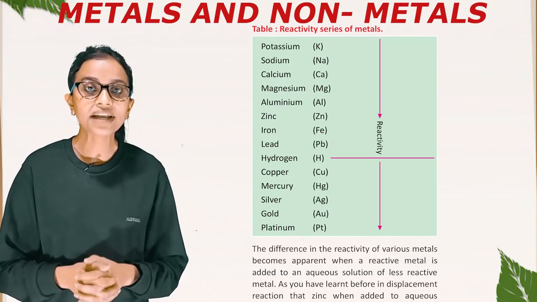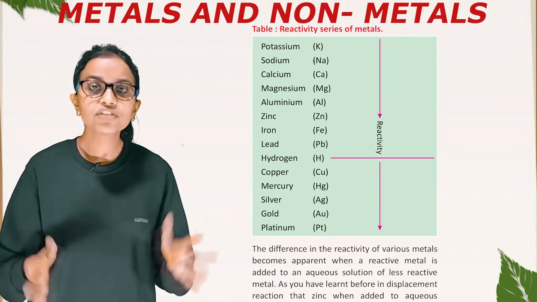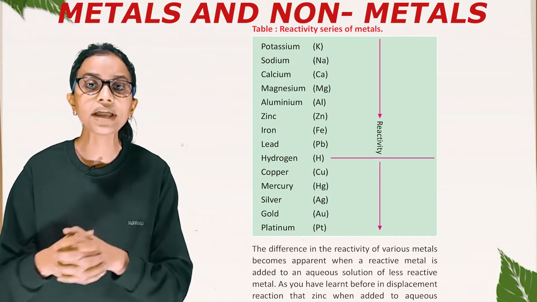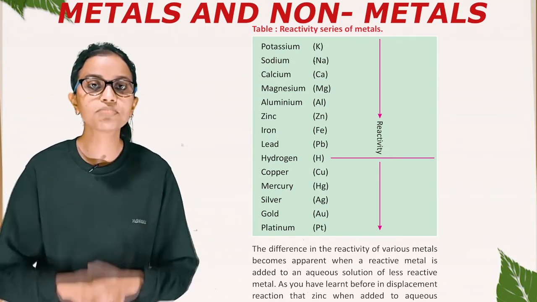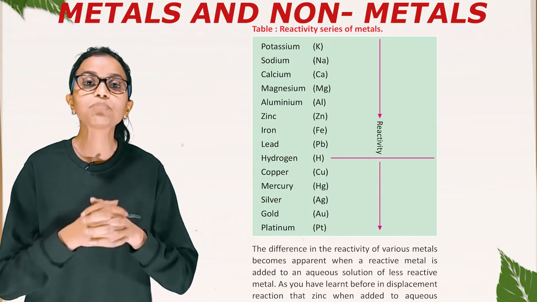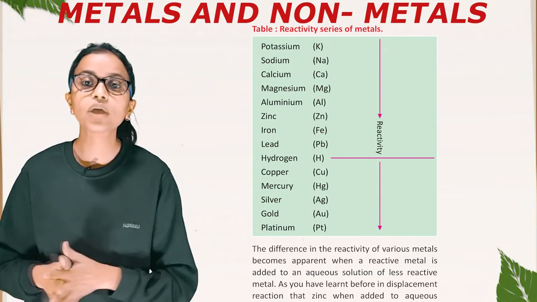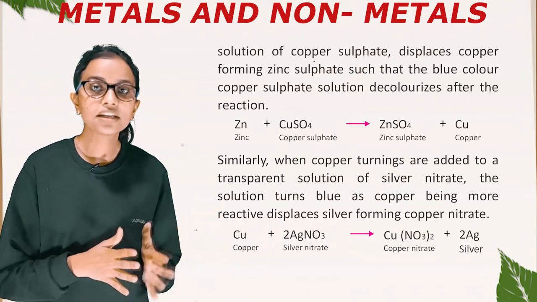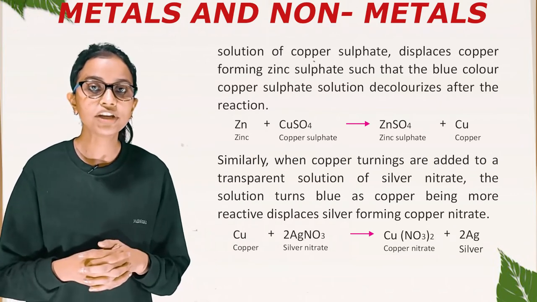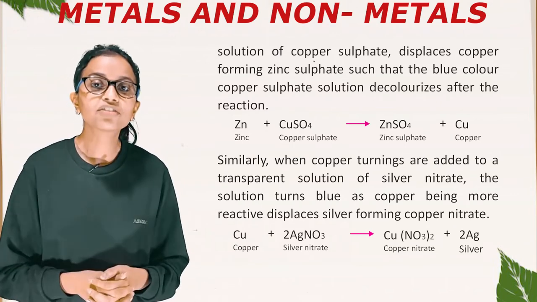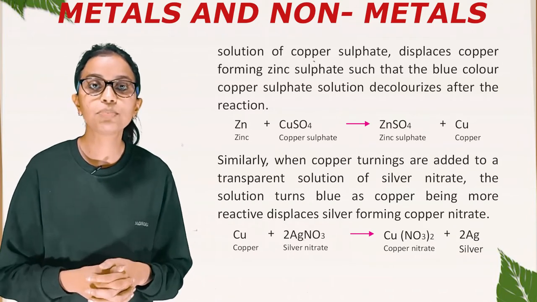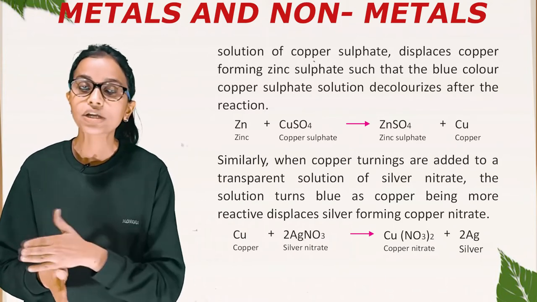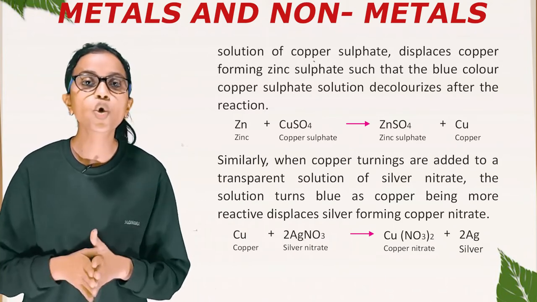gold, Au, platinum, Pt. The difference in the reactivity of various metals becomes apparent when a reactive metal is added to an aqueous solution of less reactive metals. As you learnt before in displacement reactions, zinc when added to aqueous solution of copper sulfate displaces copper forming zinc sulfate, such that the blue color copper sulfate solution decolorizes after the reaction. Zn (zinc) plus CuSO4 (copper sulfate) gives ZnSO4 (zinc sulfate) plus Cu (copper).